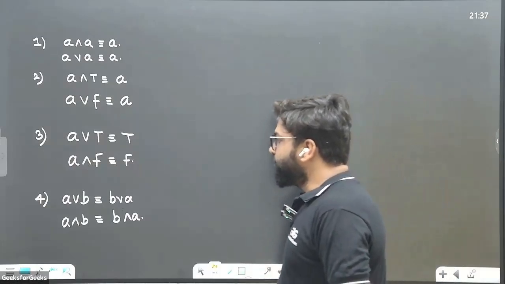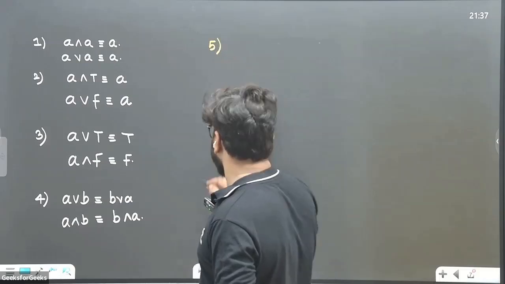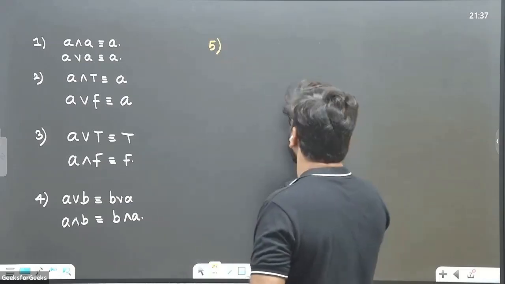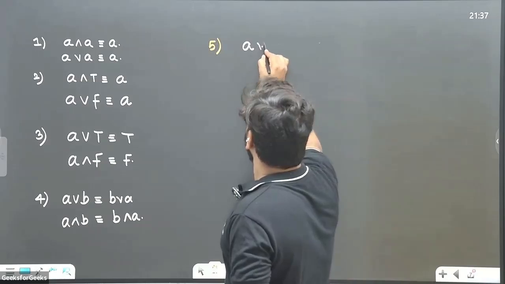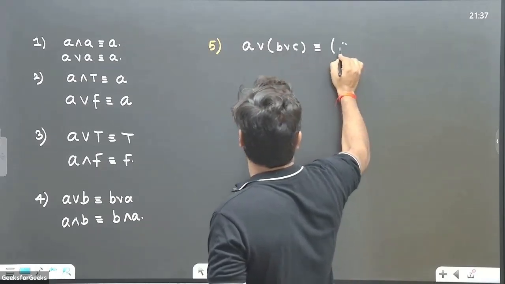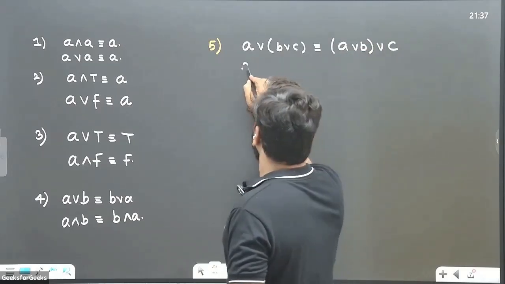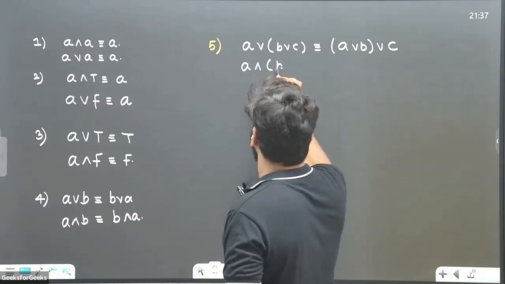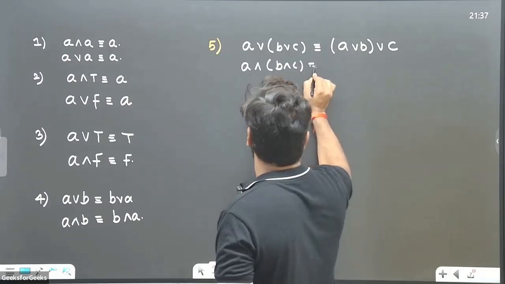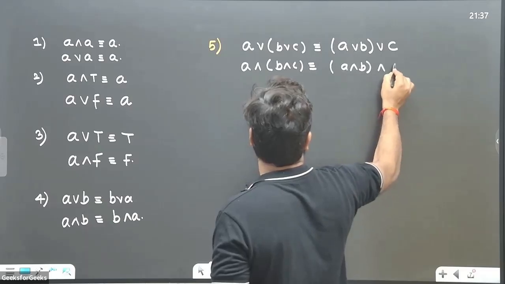So let's move to the other relations. Suppose we move to the fifth point. Here we will have A or, and then B or C, which is logically equivalent to A or B, and then or C. And another way of writing, A and then B and C is also logically equivalent to A and B, and then and C.